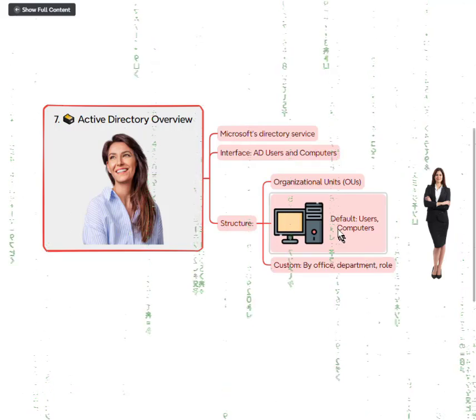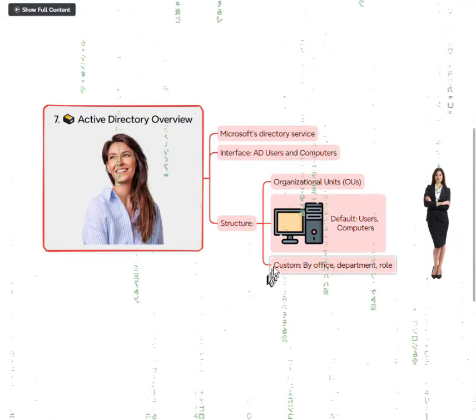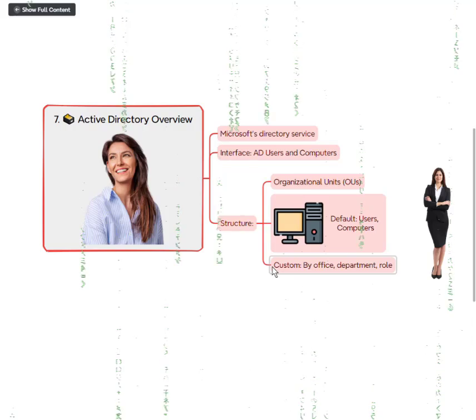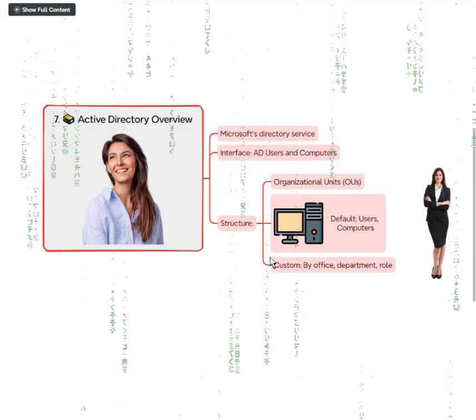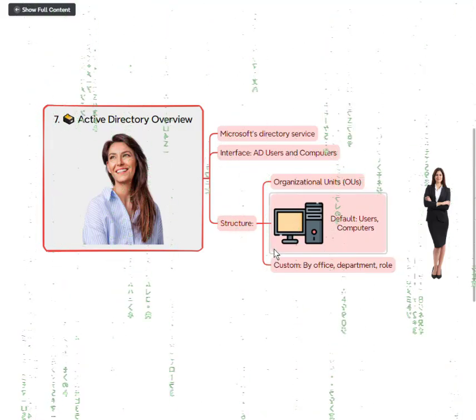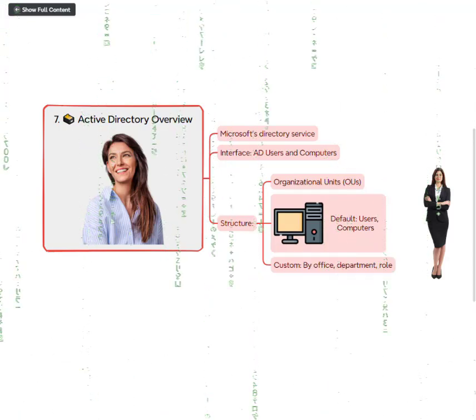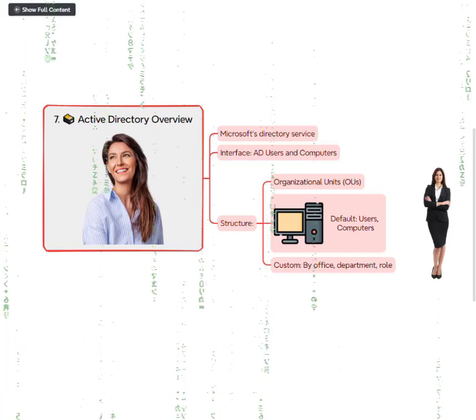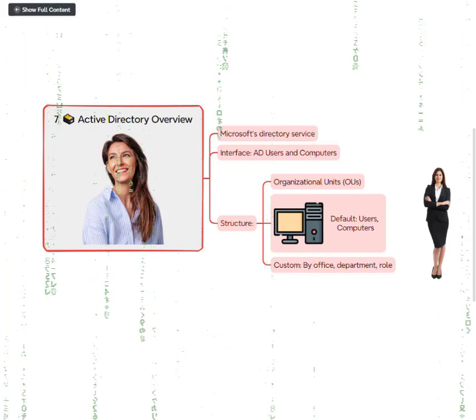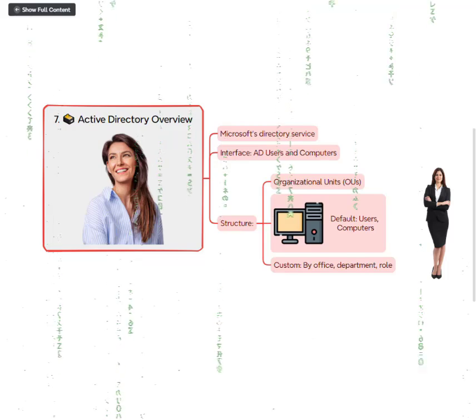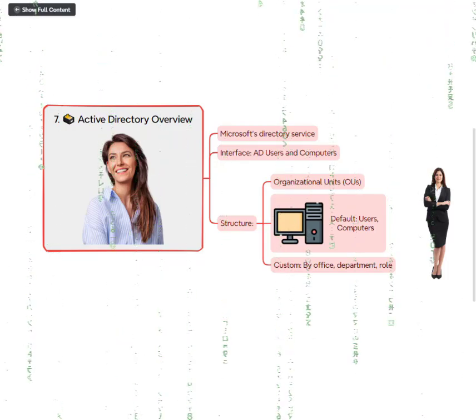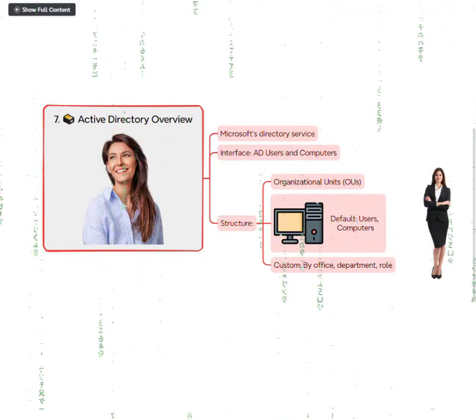Active Directory Overview. Active Directory is like your server's address book, calendar, and security guard all rolled into one. It manages user accounts, computers, groups, and permissions. And it's what lets users log into any PC on the network with the same credentials. Once you add the AD DS role, you use the Active Directory Users and Computers console to manage it.